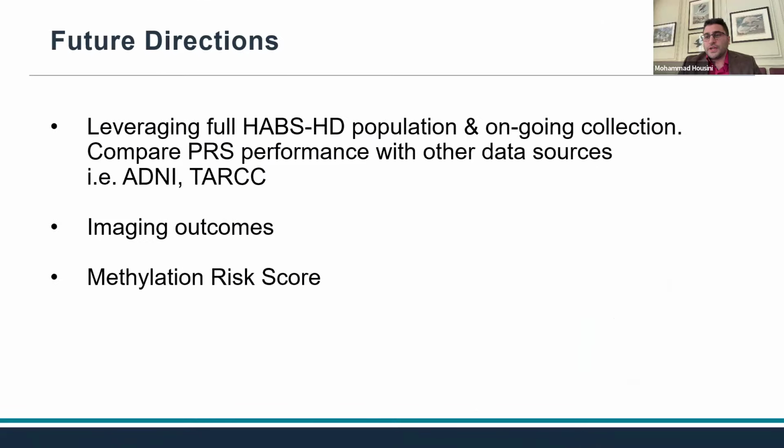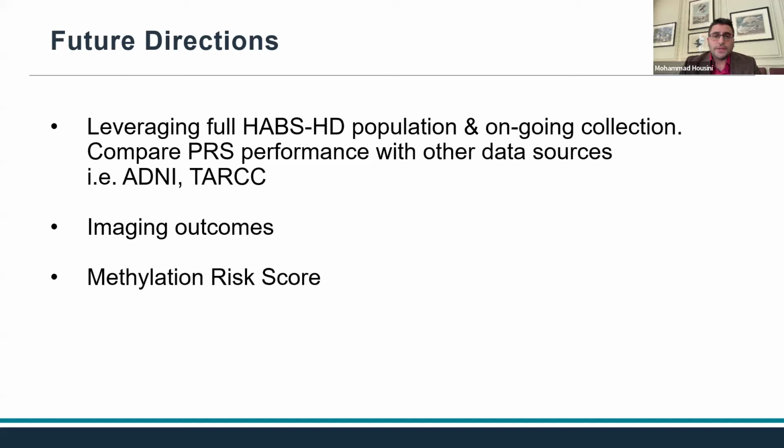So the future direction that I want to go into, as I said, is to leverage the entire HABS-HD cohort and all ongoing data collection. And after I've constructed these scores for HABS-HD, I'm interested in incorporating data from other large data sources like ADNI and TARC. We think that it would be very interesting to do some comparisons across different populations and further fine-tune the model for better accuracy.